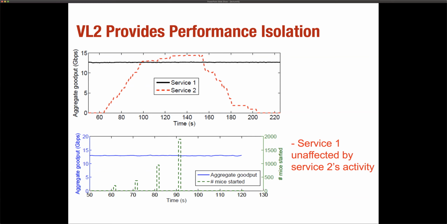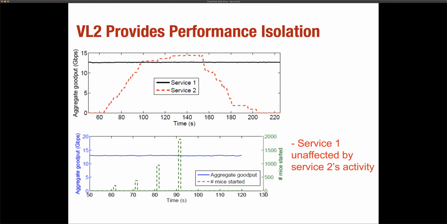And there's another experiment that they did where they were starting mice flows, meaning short flows. So they were starting these very short duration, high goodput flows. And basically the green line is telling you the number of mice flows that were started. These are all short duration, high data transfer, but a cumulatively large number of mice flows were started. But as you can see, the aggregate goodput is almost the same in this case as well, right?